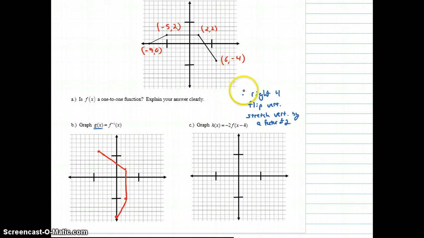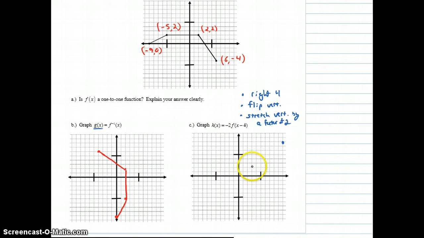So, 3 things that are happening to these numbers. And I can take the point, 6, negative 4, over 6 down 4. I can shift it to the right 4 units, 1, 2, 3, 4. Flip it vertically, now it's up at positive 4. And stretch by a factor of 2, bringing it up to 8. There's my first point.